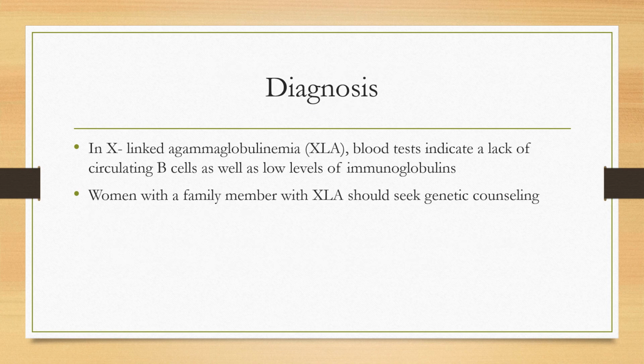So in X-linked agammaglobulinemia, XLA, blood tests will indicate a lack of circulating B cells as well as low levels of immunoglobulins. So women with a family member with XLA should seek genetic counseling because, again, this is something that is hereditary, meaning that it will travel in families.